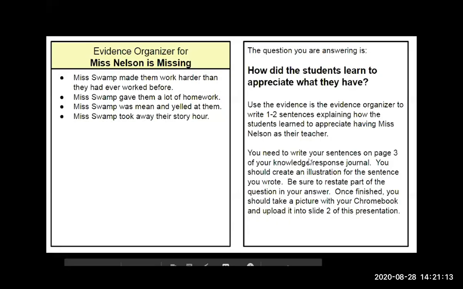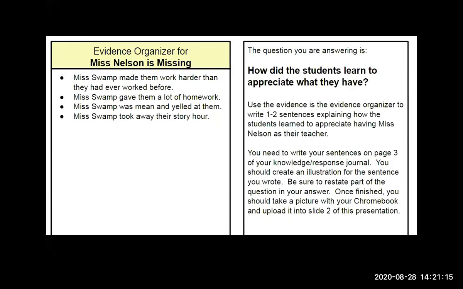Okay. So we did an organizer together today, where they told me some of the evidence that showed how the students learned to appreciate what they have. And it's right over here. They said Miss Swamp made them work harder than they had ever worked before. Miss Swamp gave them a lot of homework. Miss Swamp was mean and yelled at them. And Miss Swamp took away their story hour. So these were four things that the first class decided were how the students learn to appreciate what they have.